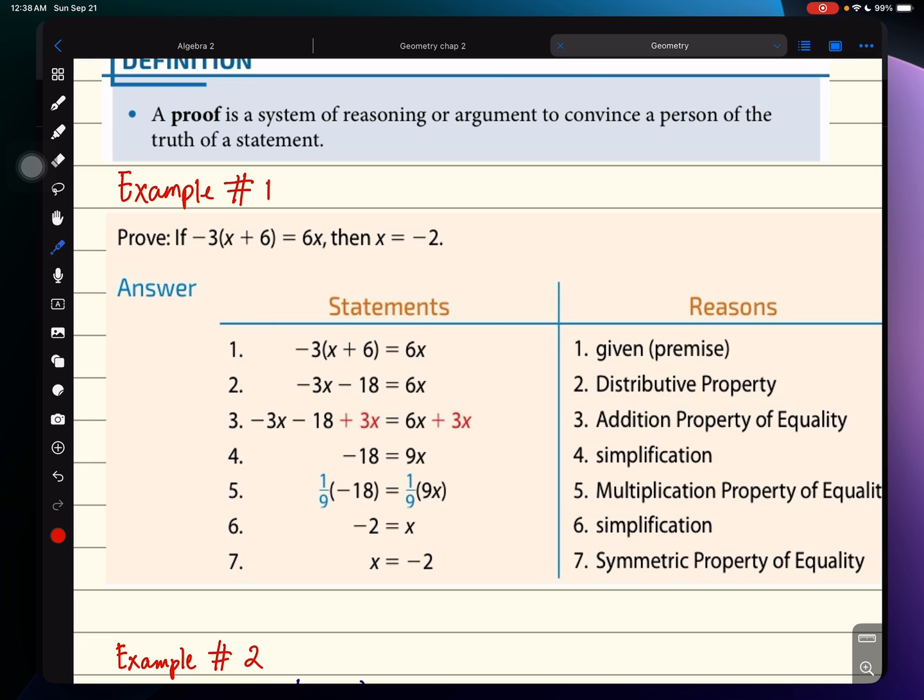What is the symmetric property of equality? This is how you interchange the variable on both sides, or just like mirroring, okay? So that is our final answer. Remember, in proving, the conclusion is the last thing you will show in the statements.